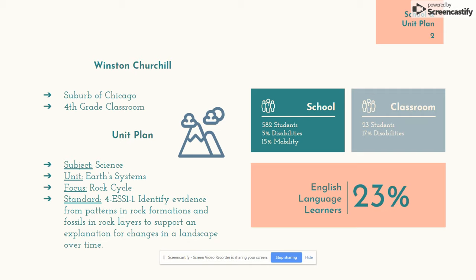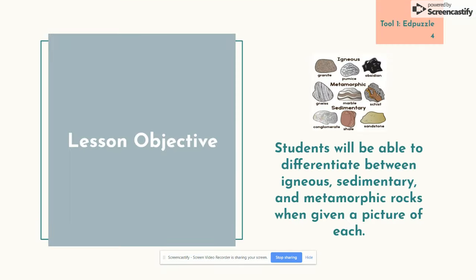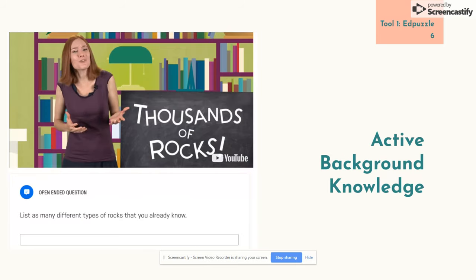This unit helps us to achieve the science standard of identifying evidence from patterns in rock formations and fossils in rock layers to support an explanation for a change in landscape over time. The first tool that we will be using is Edpuzzle. And our lesson objective is that students will be able to differentiate between igneous, sedimentary, and metamorphic rocks when given a picture of each. Edpuzzle is a video tool that allows for teachers to embed formative assessment questions and thoughts into certain videos for classroom use.